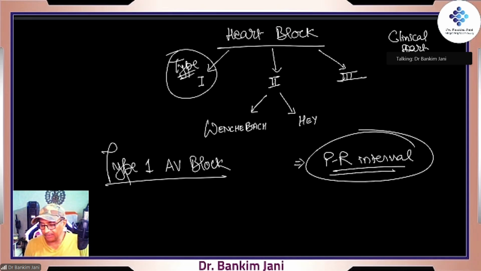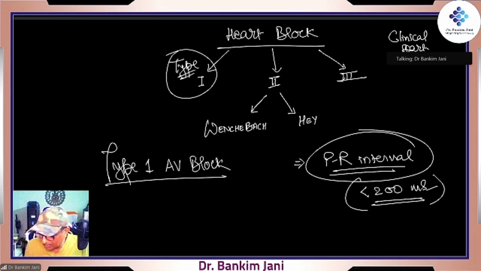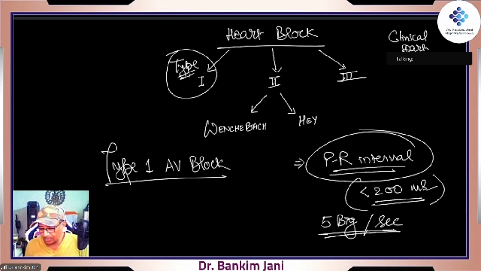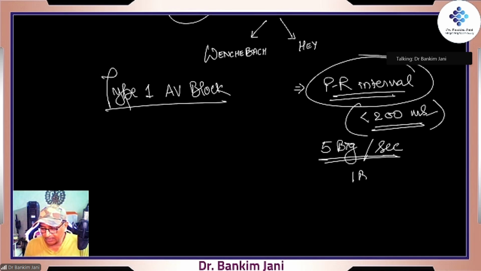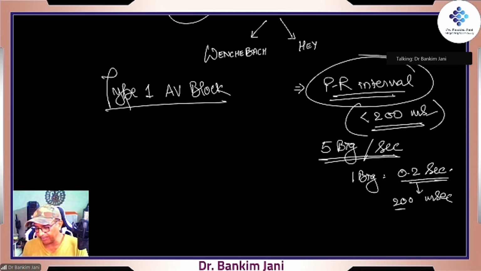The normal PR interval is always less than 200 milliseconds. Now, the moment we say 200 milliseconds, what does this mean? This is one big box, correct? One big box, because there are 5 big boxes per second, correct? So one big box will need 0.2 second. 0.2 second, and a millisecond is a 1000th part, so if you convert it, it will be 200 milliseconds. Or you can remember it like this: 0.2 second and 200 milliseconds are one and the same thing, or one big box.